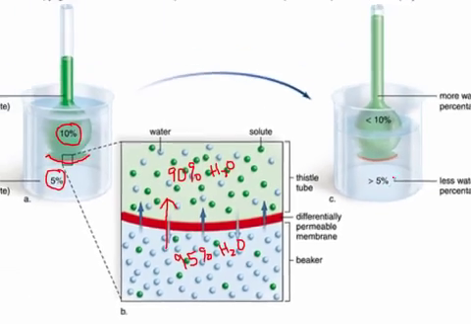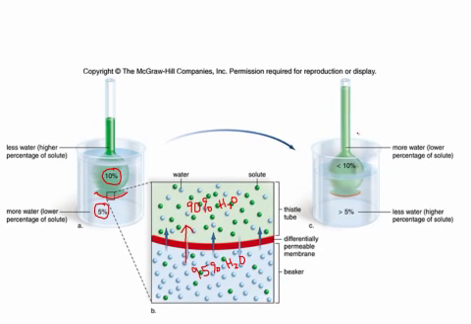So if you look at the diagram on the right-hand side, you can see that the fluid level inside that thistle tube has increased. That is because water is crossing the membrane by osmosis and raising the level of the solution in the thistle tube.